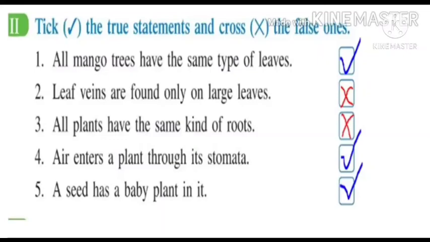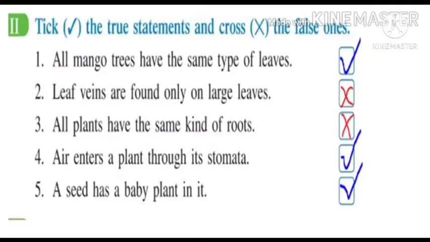Third, all plants have the same kind of roots. This is also a false statement. That is why we have to put a cross. Fourth, air enters a plant through its stomata. Yes, it is a correct statement. That is why we have to put a tick.